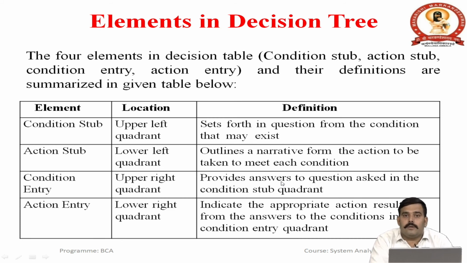On the basis of the conditions in the condition stub, we have some combinations, and the entry provides the answers to these conditions. And the action entry indicates the appropriate action resulting from the answer to the condition in the condition entry quadrant.